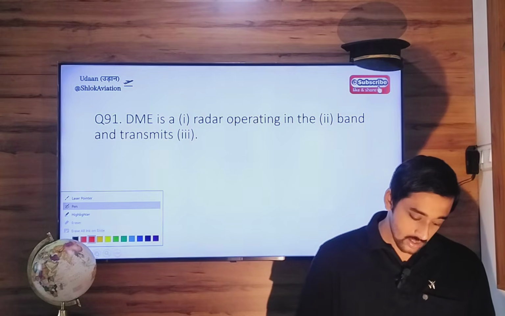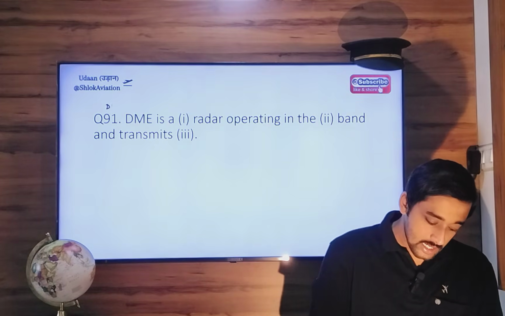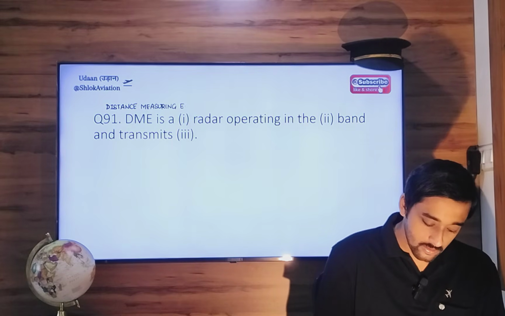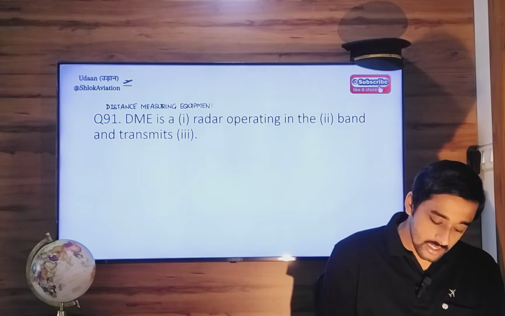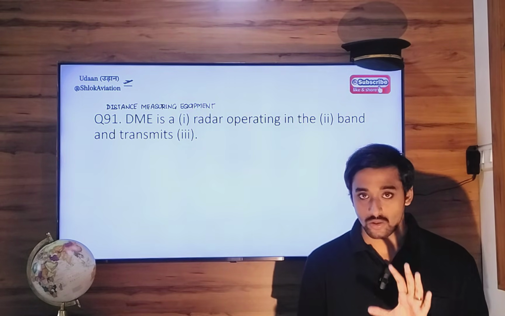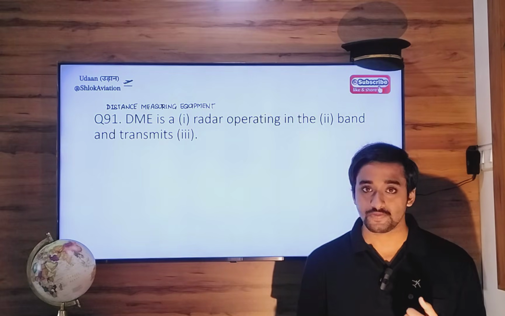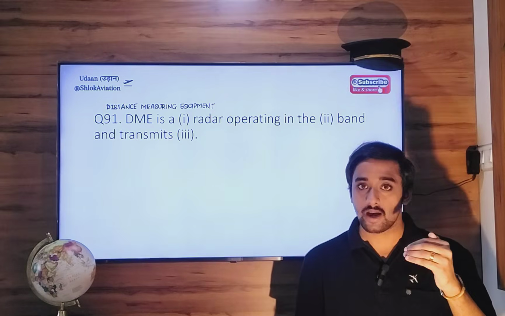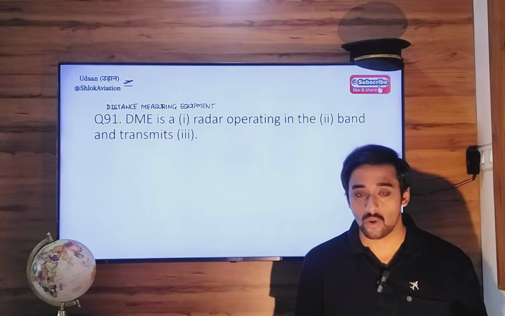The full form is distance measuring equipment. Correct? Now, distance measuring equipment is an airborne instrument, or airborne equipment. And the corresponding ground equipment is called a transponder.